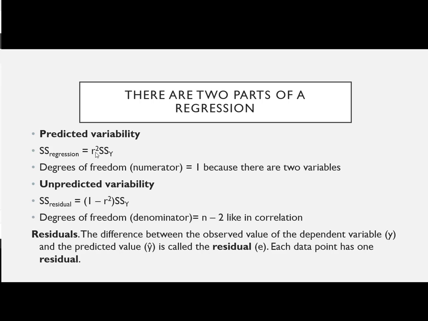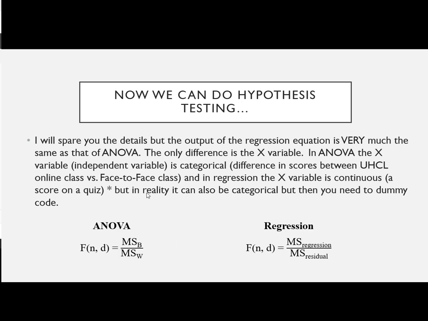Just like in ANOVA, we had sum of squares between and sum of squares within. It's just different vocabulary. Now it's sum of squares regression and sum of squares residual. And this is a little bit like the hand calculation, so I'm not going to go into it. I'll show you in the next slide. But residuals are the difference between the observed value of the dependent variable y and the predicted value y hat. It's called a residual, and it's denoted as E for error. Each data point has 1 residual. So we can do this hypothesis testing.